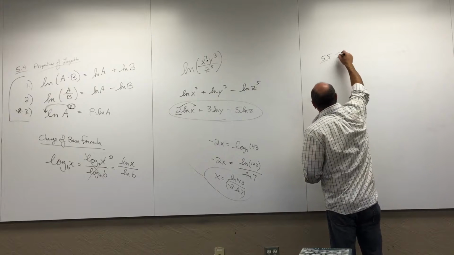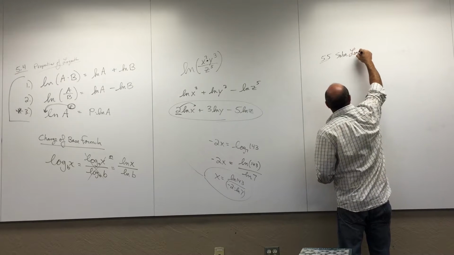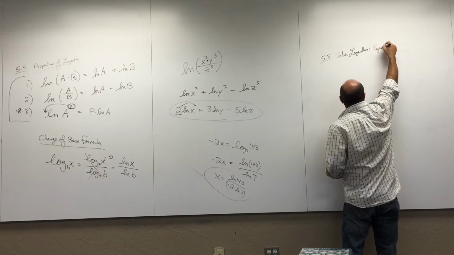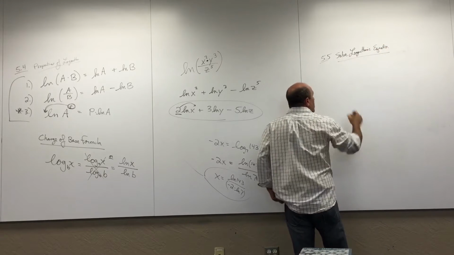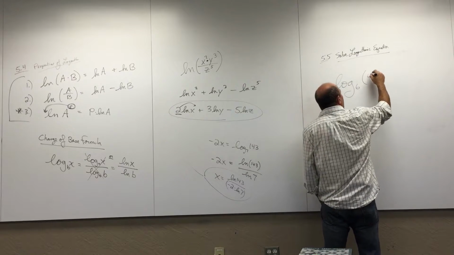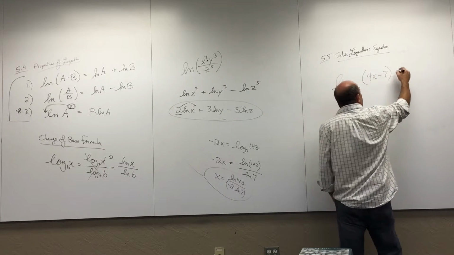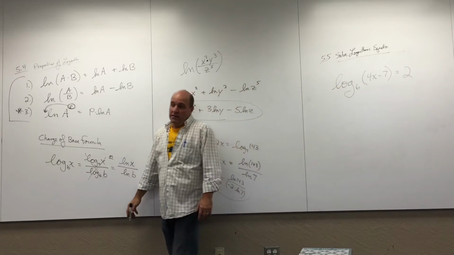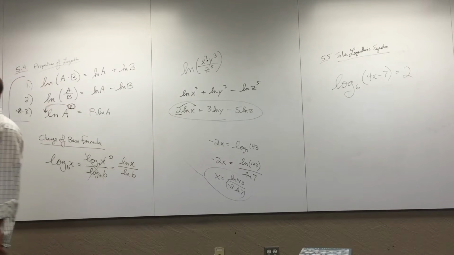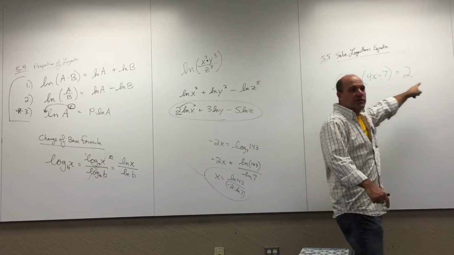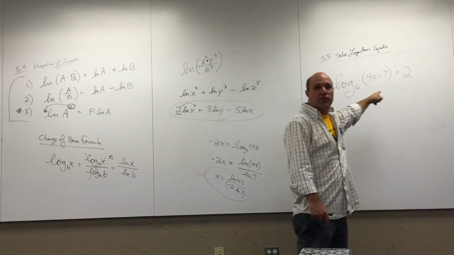Now, you also, in 5.5, get to solve a logarithmic equation. And I don't make these too difficult. I want to show you what it is, though. If I want to solve a logarithmic equation, it might look like this. Log base 6 of 4x minus 7 equals 2. And that looks scary. It looks weird. It looks strange. And you're supposed to solve for x. It's an equation. You can tell it's an equation.